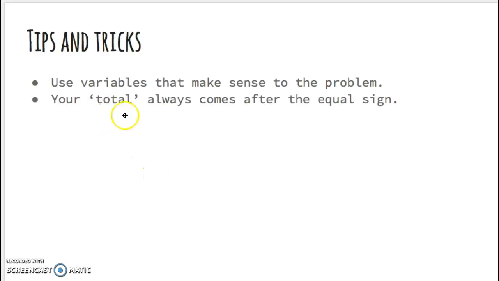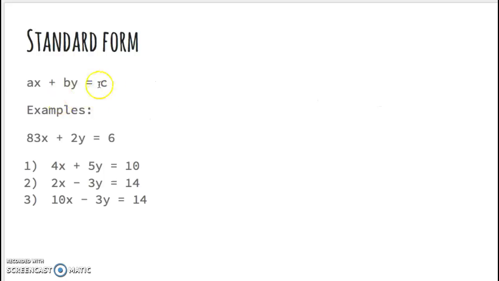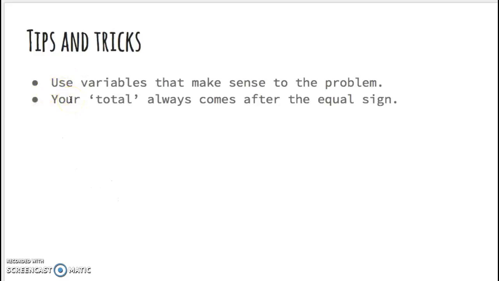And then another tip, your total will always come after the equal sign. A lot of times you're talking about the price of something or the cost of something with these. So that total cost or that total price is going to be the number that is in this c position that comes after the equal sign. So just keep those in mind as we go through these examples. I'm not going to use x and y. I'm going to use letters that are variables that make more sense with the problem.